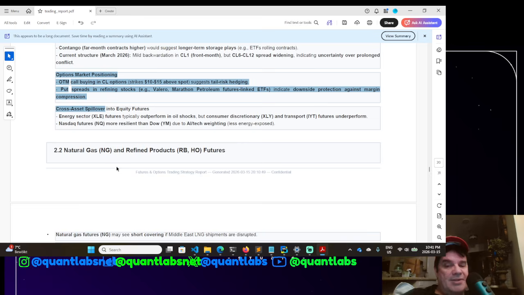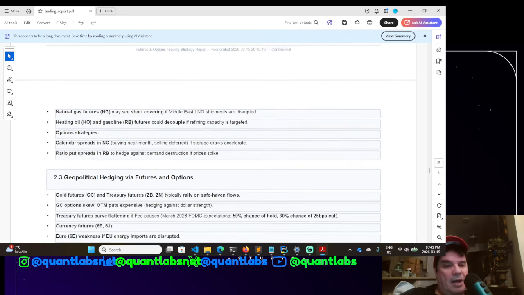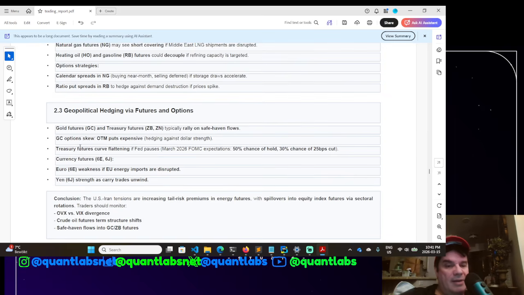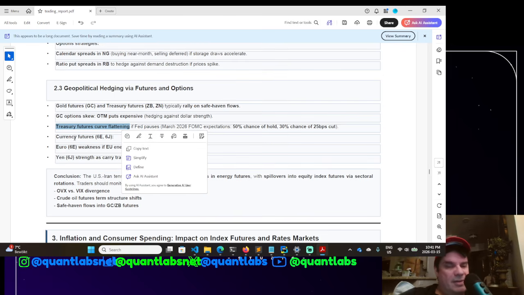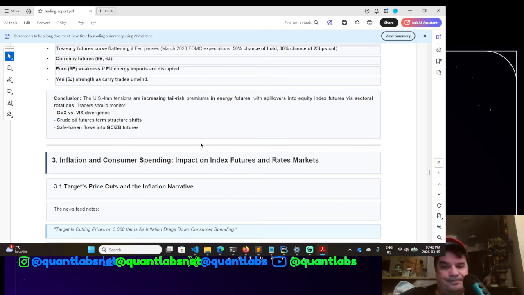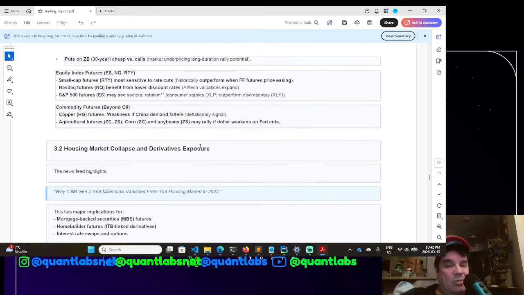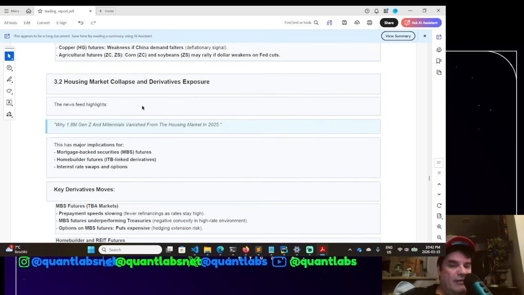Here we have natural gas and the refined products on heating oil and RB, geopolitical and the impact on that, and how it impacts maybe the treasury, gold options, and again euro yen. Here we have OVX versus the VIX divergence. It's nonstop, folks. It is nonstop. I could go on. Housing collapse and derivative exposure.